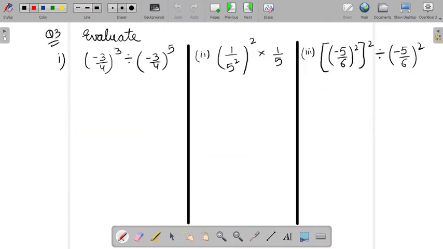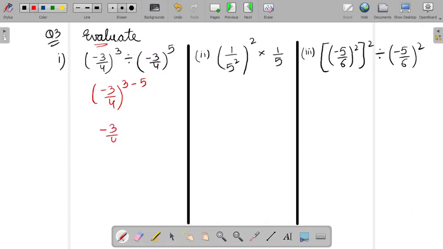In question third, you have to evaluate. Evaluate means you have to find its final answer. So let's go for the question. First part. Again the base is the same, division. So what will you do? You will subtract the power. First power minus second power.